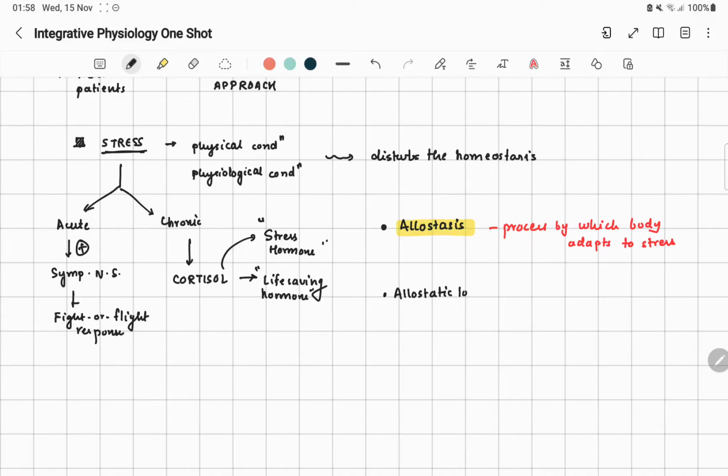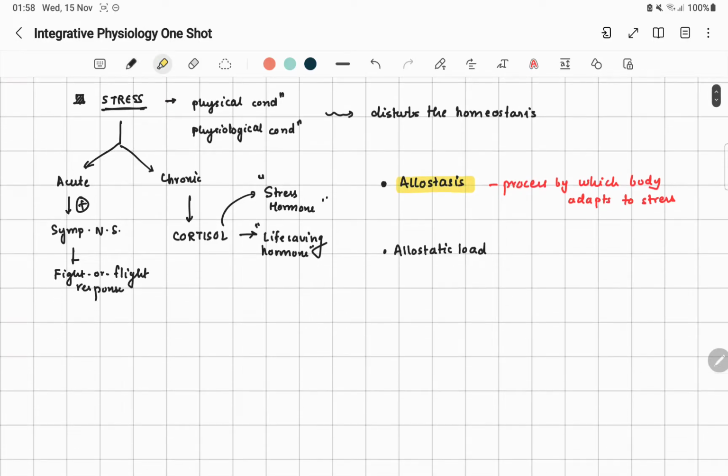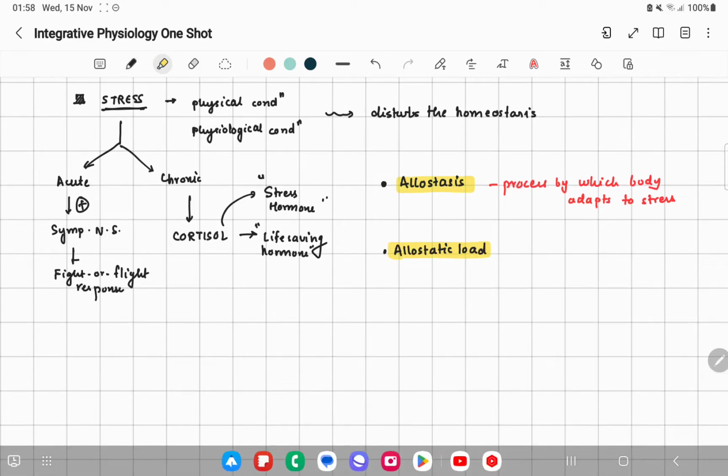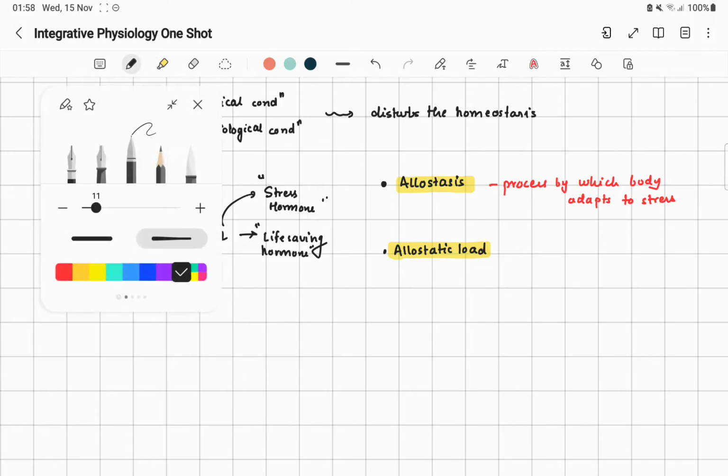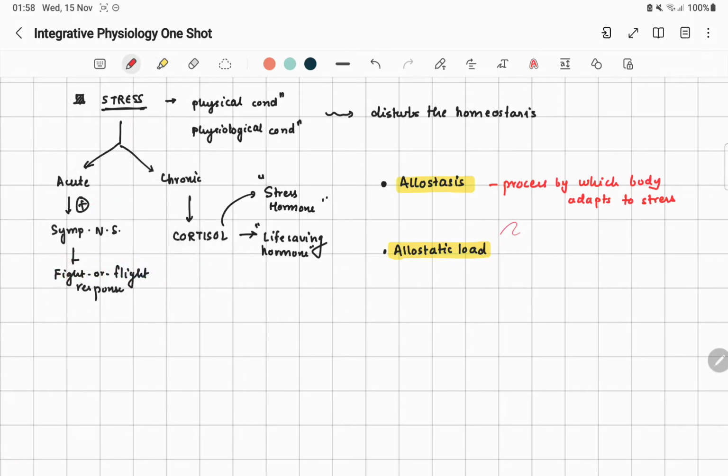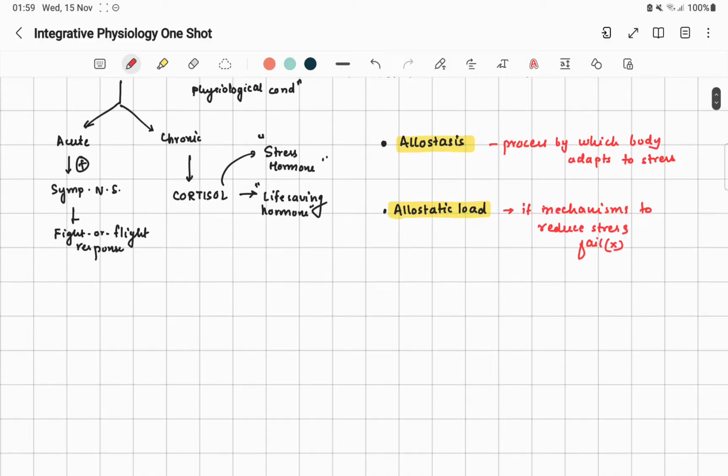Another term is allostatic load. What is allostatic load? If the stress is persistent and becomes chronic stress, then the body mechanisms fail. It generates a load, a pressure to clear the stress. If the mechanisms to reduce stress fail, allostatic load is generated.